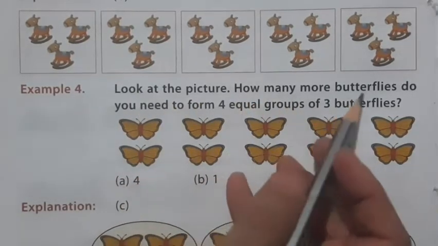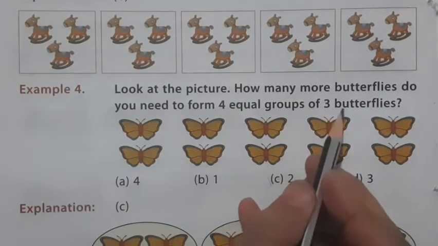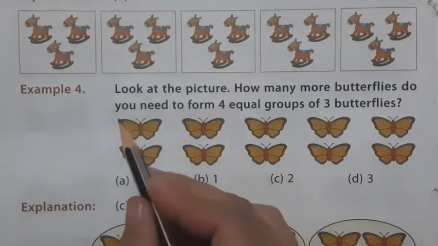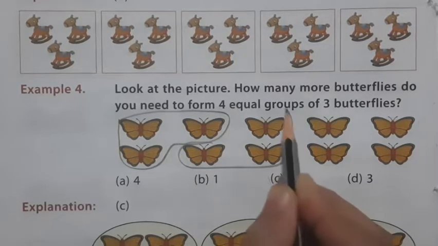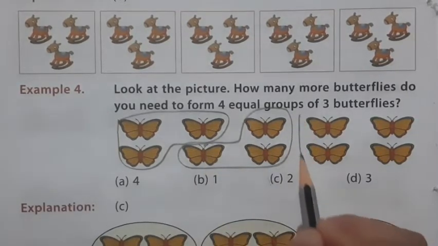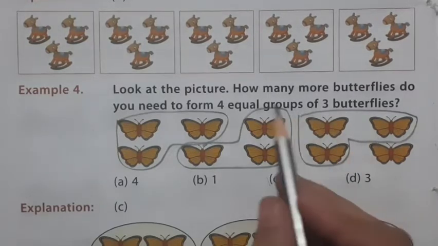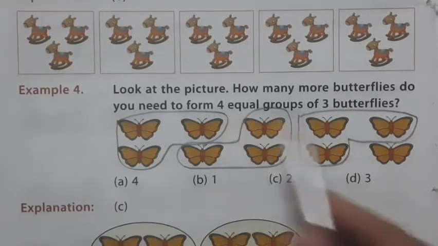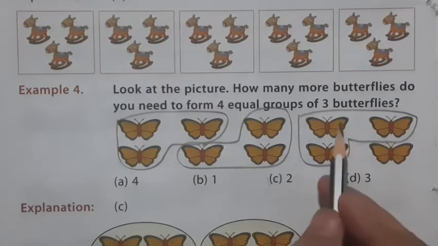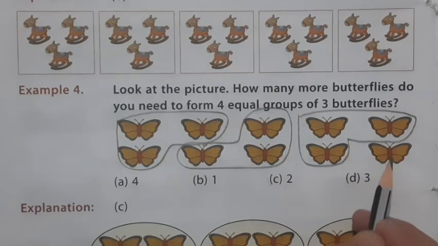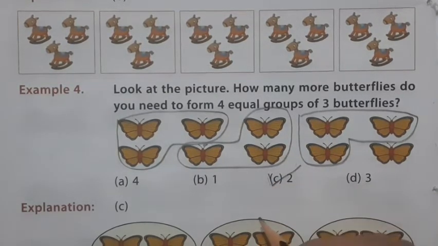Look at the pictures. How many more butterflies do you need to form 4 equal groups of 3 butterflies? Look. 1, 2, 3. For the 4th group, we need 2 more butterflies, because each group has 3 butterflies. Only one butterfly is left. Then our answer is C.